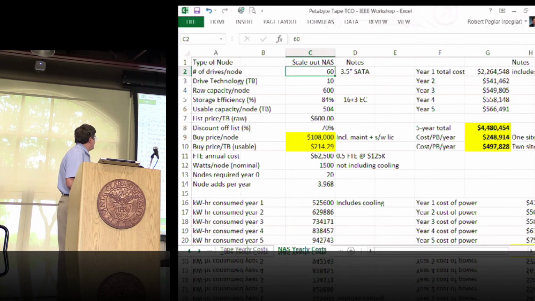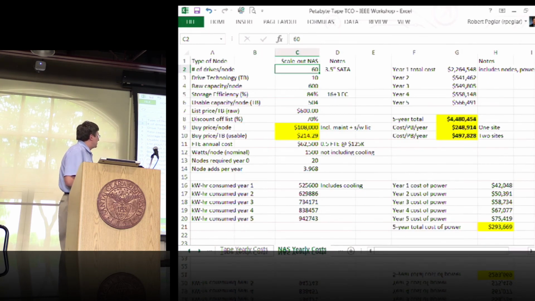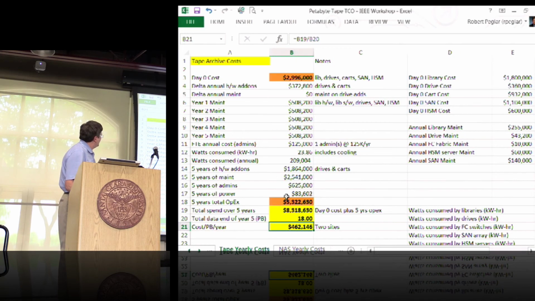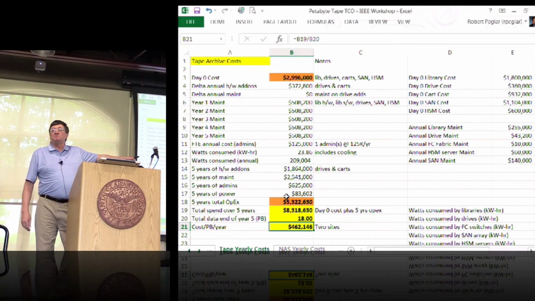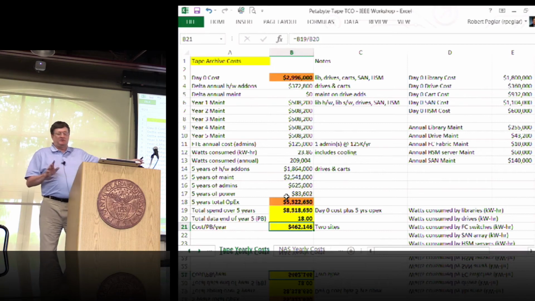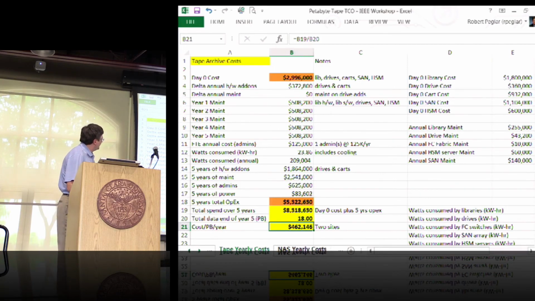And then there's this. So this is scale-out NAS, using rotating disk and scale-out nodes. And there are a lot of clustered file systems that you can use. Take your pick. But there's 5 years of power, and the cost of power is significantly more than tape. Almost $300,000 to power the damn thing. 5 years of power for tape, 83, mostly for the stuff around the tape, the servers and the fabric and all that stuff. So this doesn't consume a lot of power, but it's a lot of CapEx.